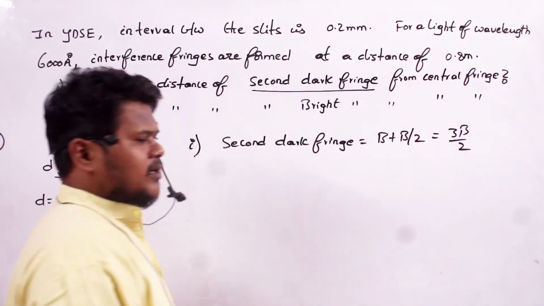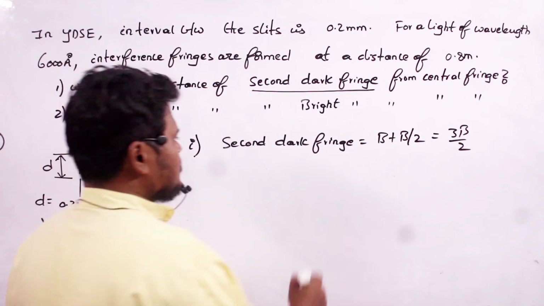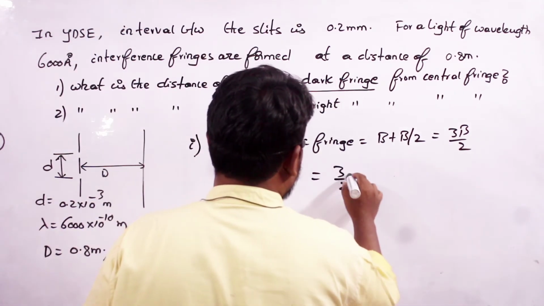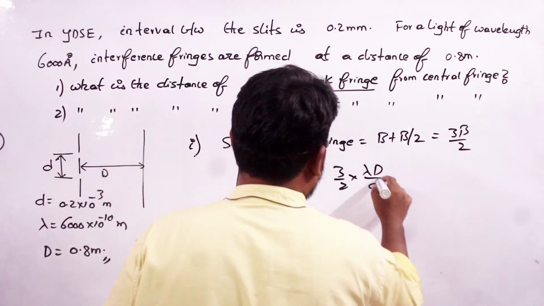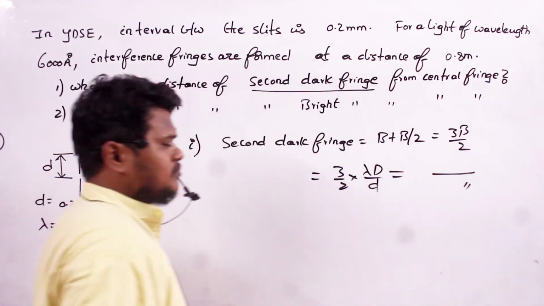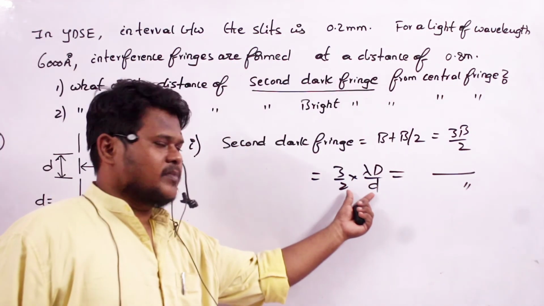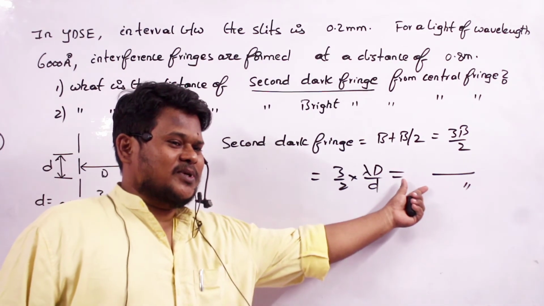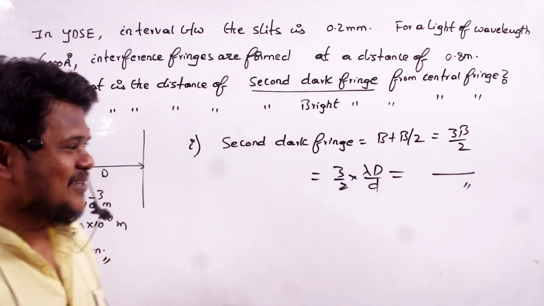And the beta value we already know, no? So what is the beta value? 3 by 2 into lambda D by d. That's it. So substitute all the values. That is my answer. Clear?